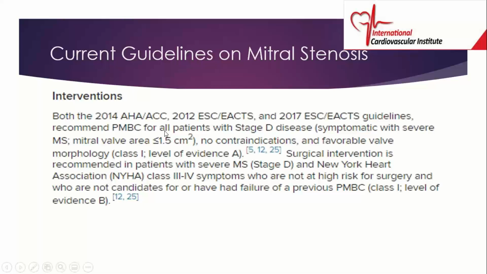So, if you have a patient with stage D, remember we talked about stage A, at risk, stage B is your progressive patient, your mild to moderate MS. Stage C is the patient who has severe numbers, just from a numeric standpoint, and is asymptomatic. Your stage D is your symptomatic patients. So we talk about the percutaneous mitral balloon commissurotomy. You do your Wilkins score, and if the Wilkins score is less than 8, you can go ahead and do it.